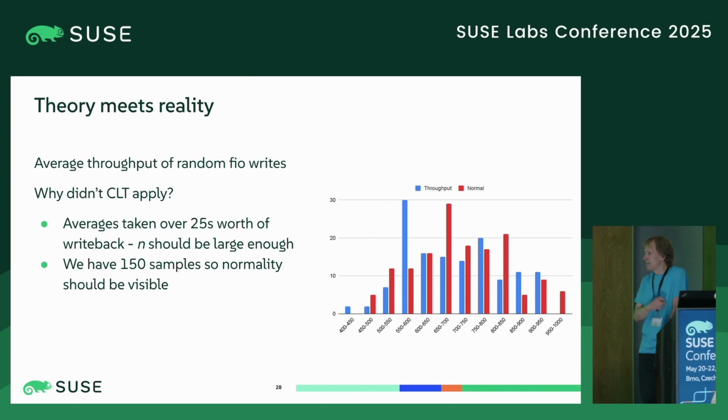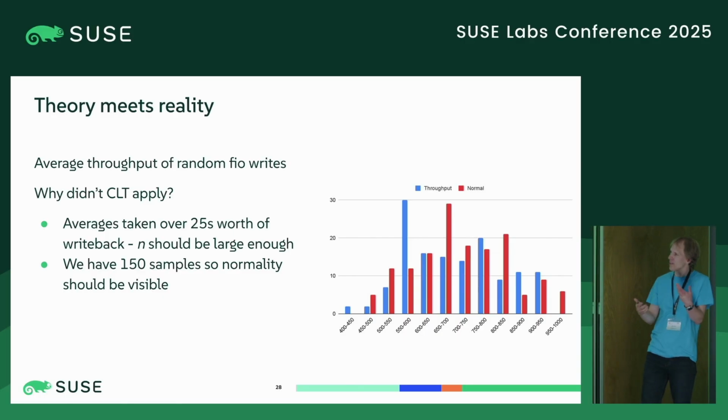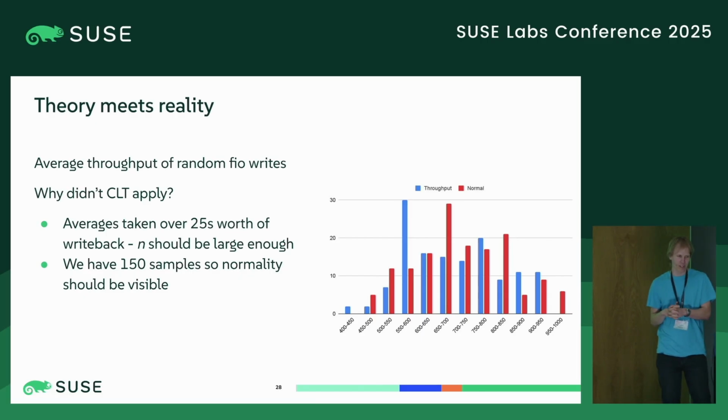So why aren't the throughput numbers following the central limit theorem? It is mathematics, so you would expect that if something has been proven, it should hold. And if reality shows that it doesn't hold, then some of the assumptions of your theorem must be broken. So what is it?